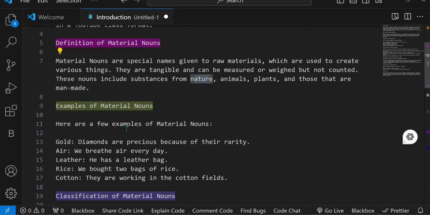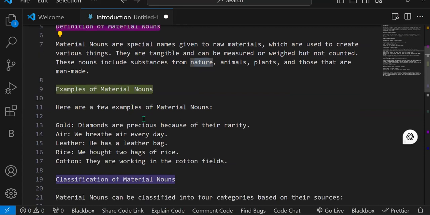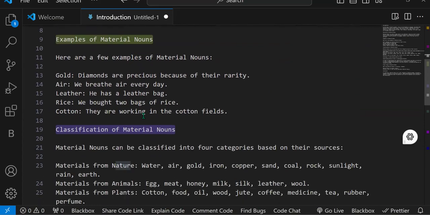Examples of material nouns. Gold. Diamonds are precious because of their rarity. Air. We breathe air every day. Leather. He has a leather bag. Rice. We bought 2 bags of rice. Cotton. They are working in the cotton field. So these are all material nouns.